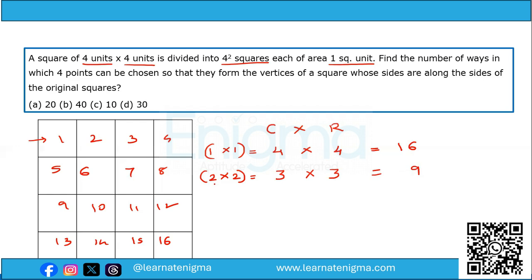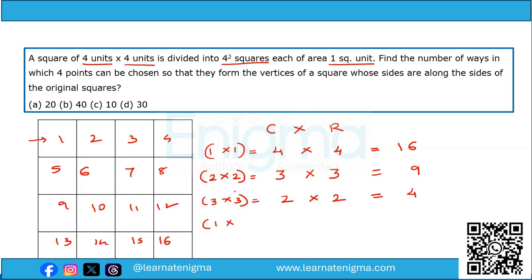Again, if we increase the dimension of the square, that is 3 by 3, the number of rows and columns again gets reduced. So 3 minus 1, we get 2, and 3 minus 1, again we get 2. So 2 2s are 4.